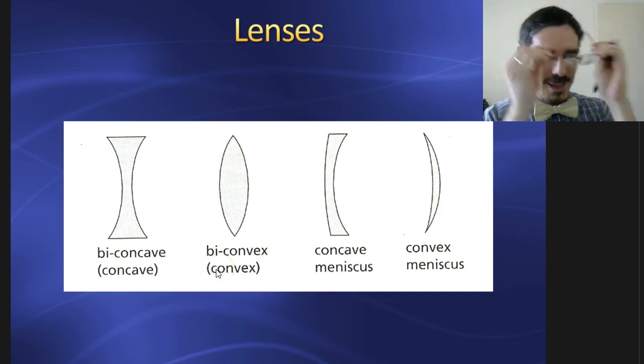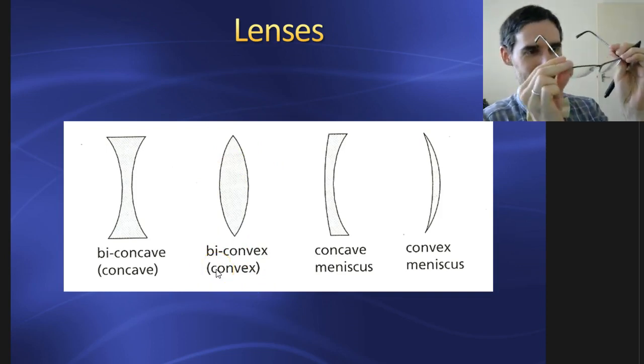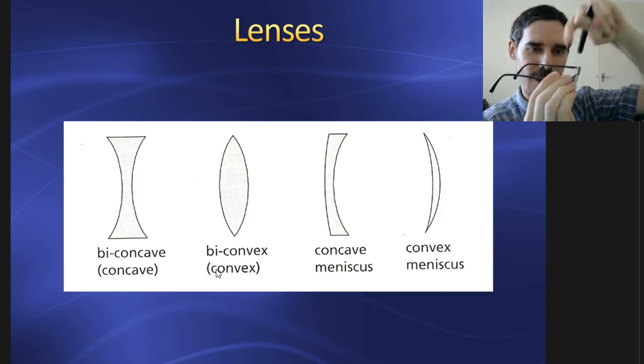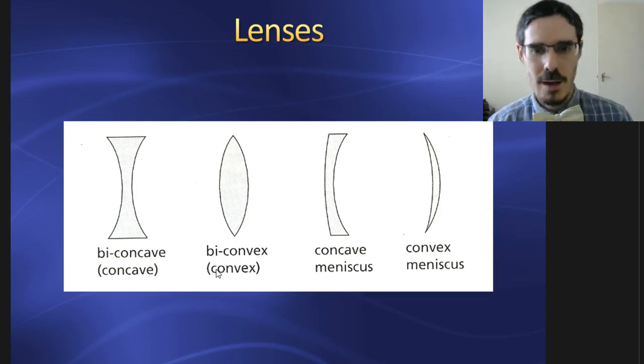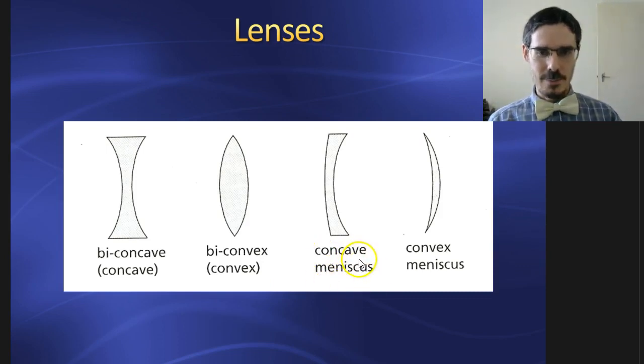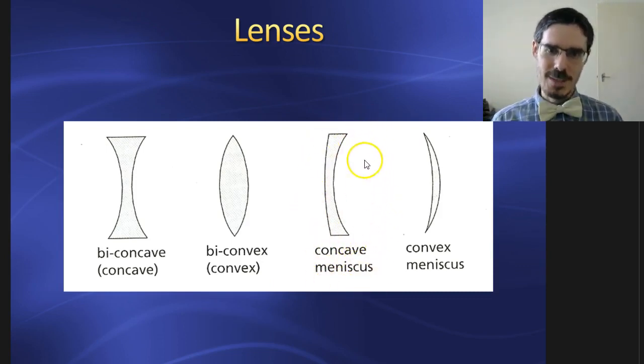But the thing is, lenses like these, spectacle lenses, are actually curved on the front and the back the same way. They are called a meniscus. A concave meniscus is basically equivalent to a biconcave lens, and a convex meniscus is basically equivalent to a biconvex lens.